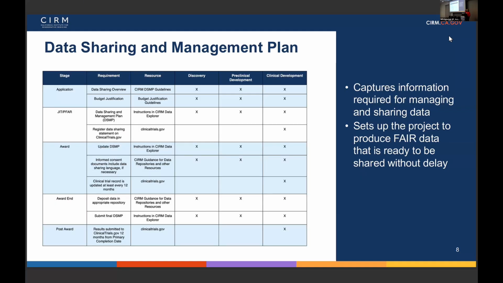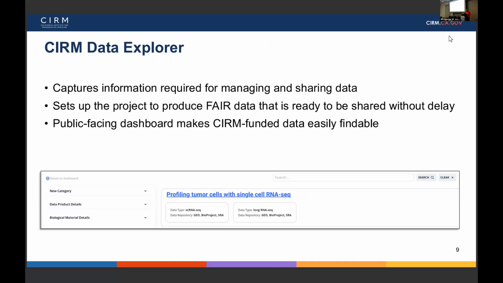You don't have to read in detail all of this, but it does look different for the different kinds of awards, because we have discovery awards. That's really basic biology, the kind of stuff they're doing here at Berkeley. We have preclinical development awards, where you maybe have a drug candidate that you're getting closer and closer to putting in humans. And then we have clinical development, which is actual clinical trials in humans. So the requirements can look a little different, but it all goes to the same goal, which is to make sure that the data is ready to be shared. And so how do we do that?